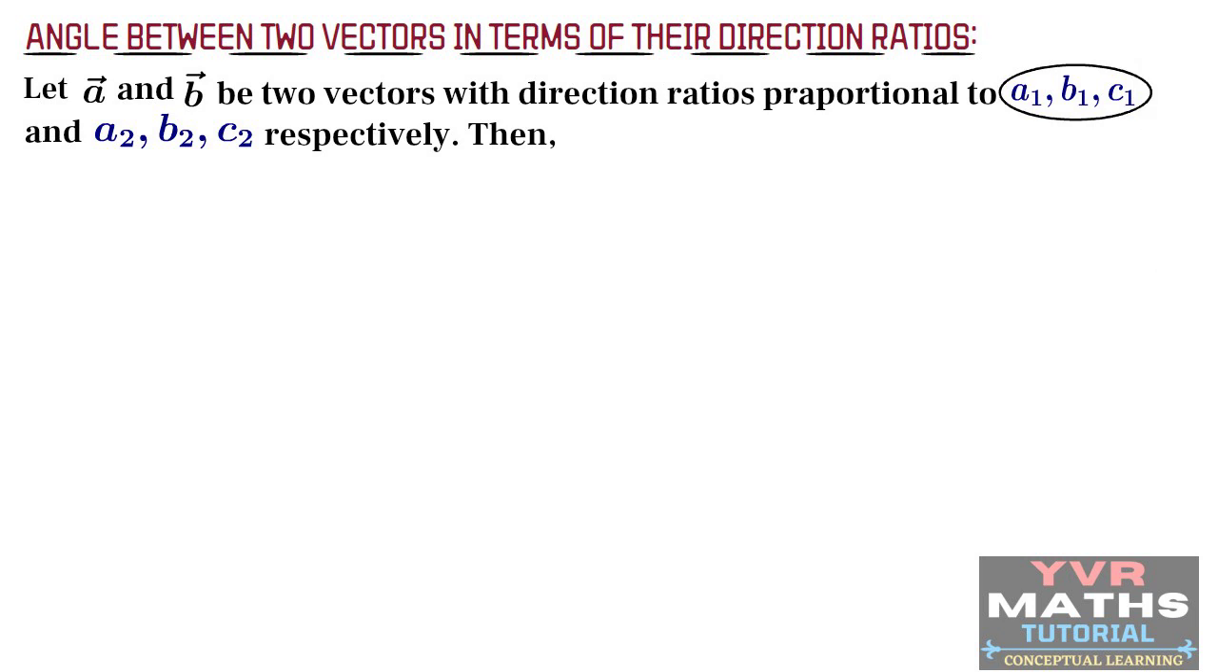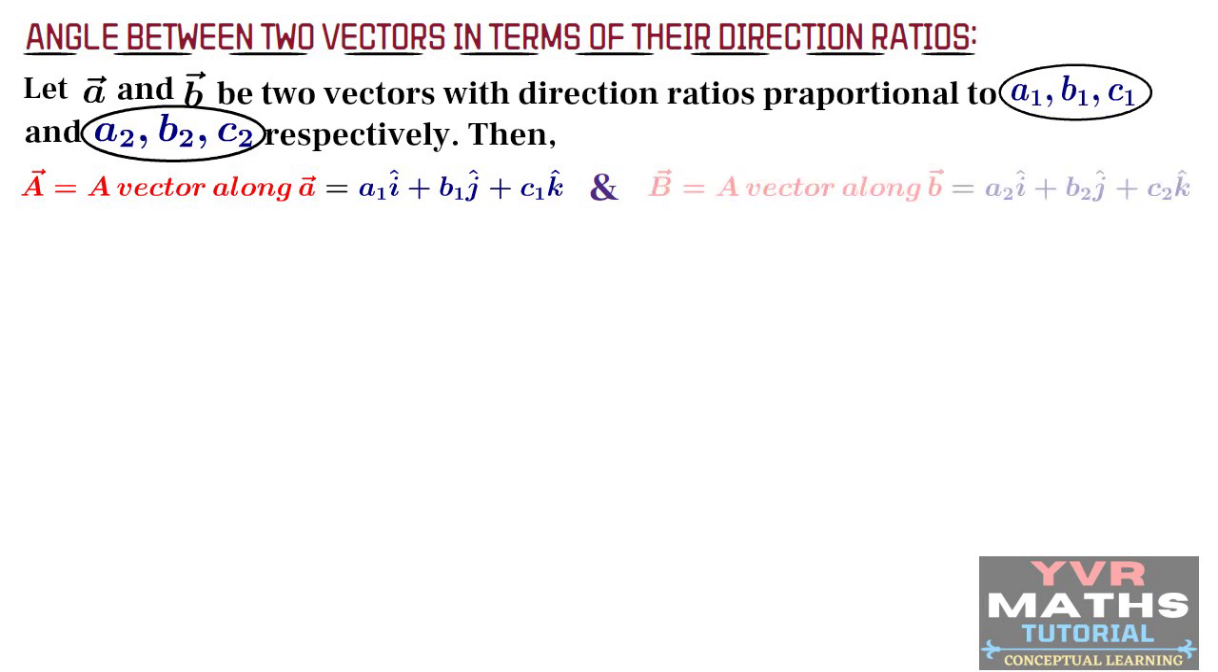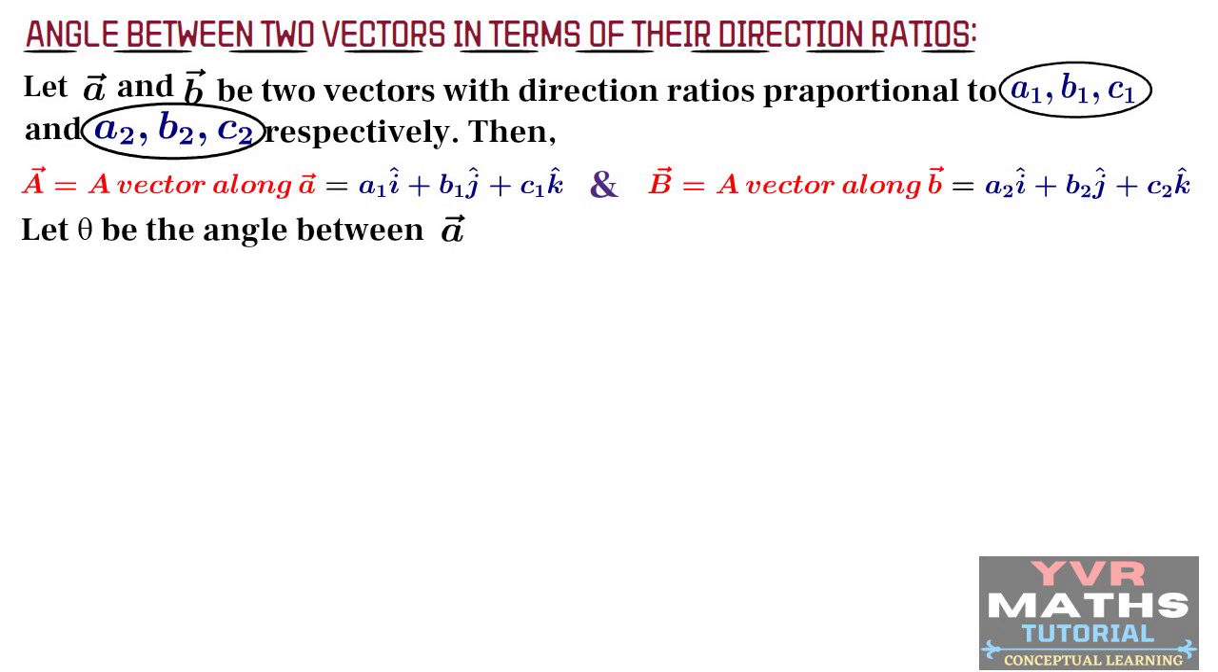Now capital A bar is equal to a vector along A bar. What is that vector? A1 i cap plus B1 j cap plus C1 k cap. And I will consider the second vector with the direction ratios A2, B2, C2 as capital B bar. Now capital B bar is equal to a vector along B bar, that means A2 i cap plus B2 j cap plus C2 k cap. If theta is the angle between A bar vector and B bar vector, then the same theta is the angle between capital A bar and capital B bar vector.